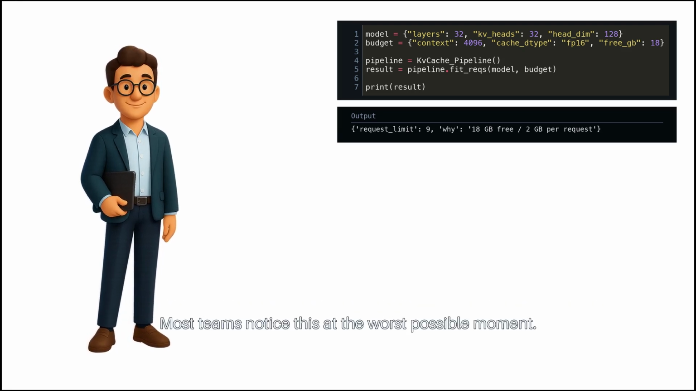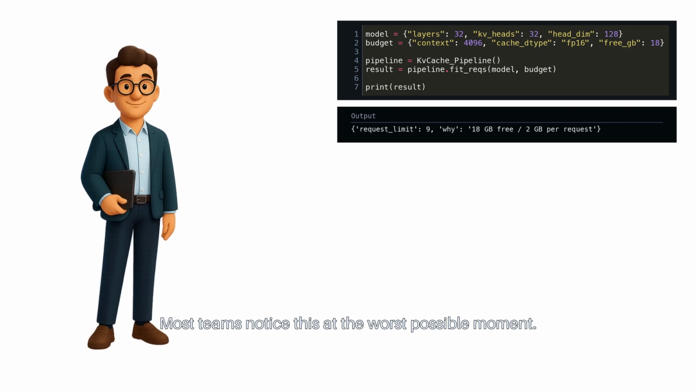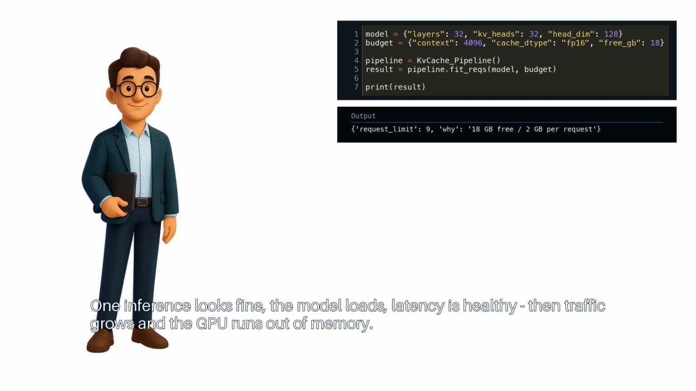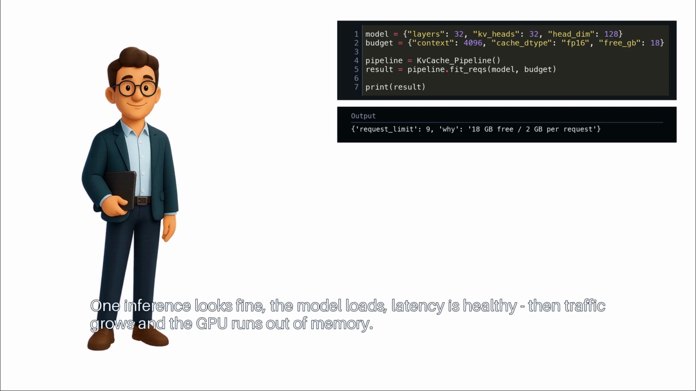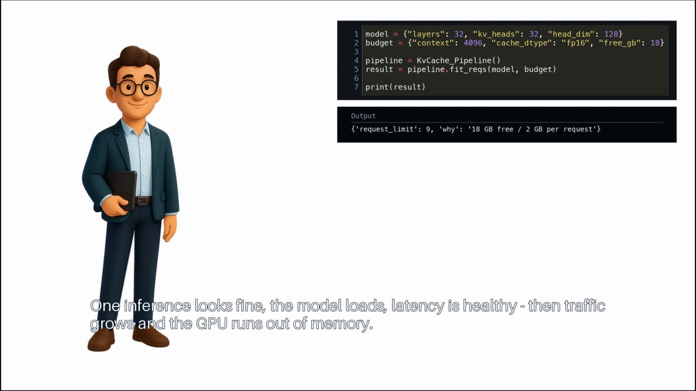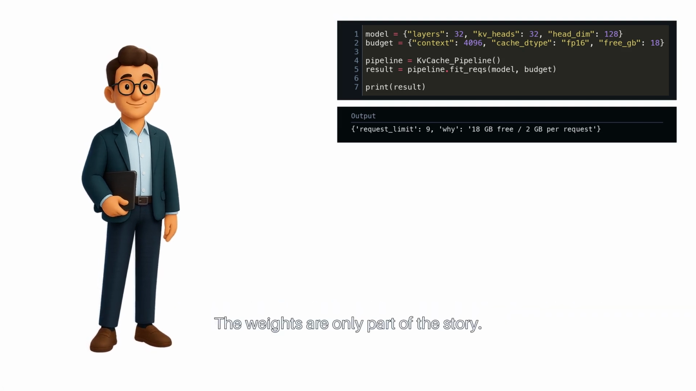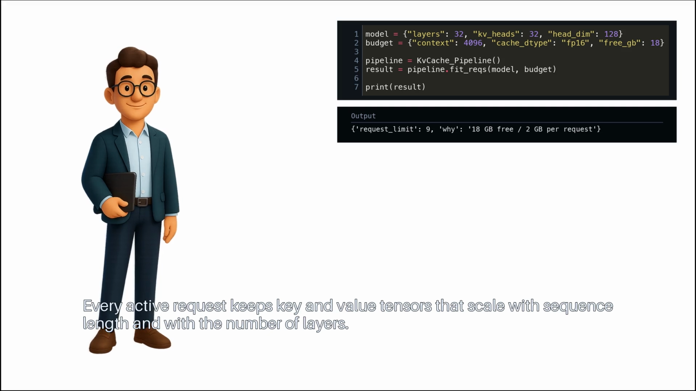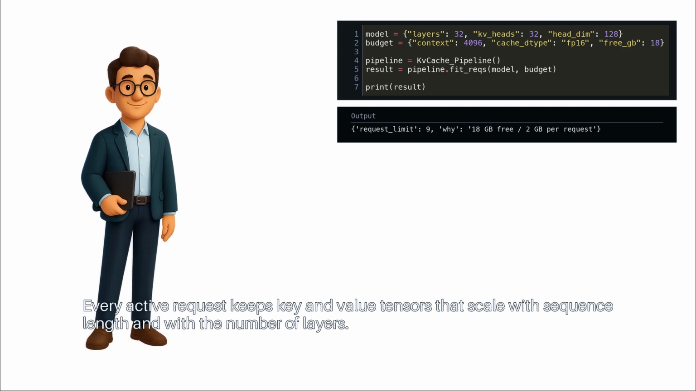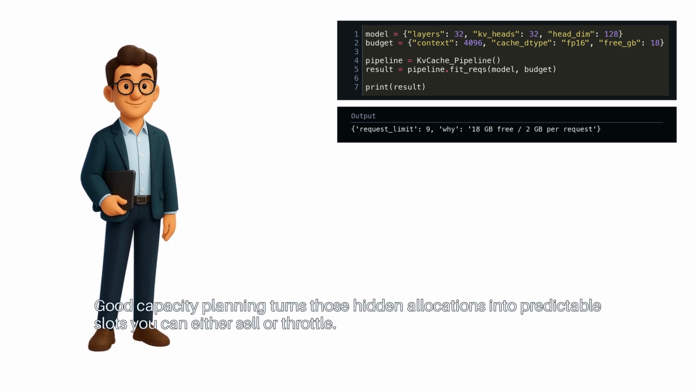Most teams notice this at the worst possible moment. One inference looks fine. The model loads, latency is healthy. Then traffic grows and the GPU runs out of memory. The weights are only part of the story. Every active request keeps key and value tensors that scale with sequence length and with the number of layers. Good capacity planning turns those hidden allocations into predictable slots.